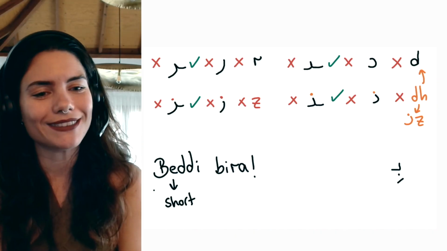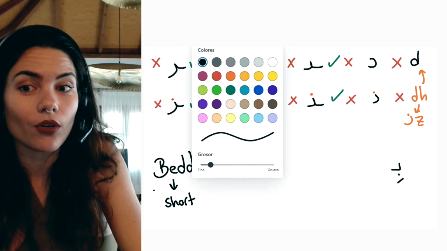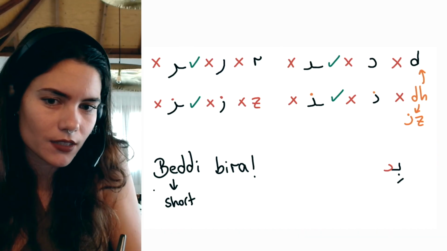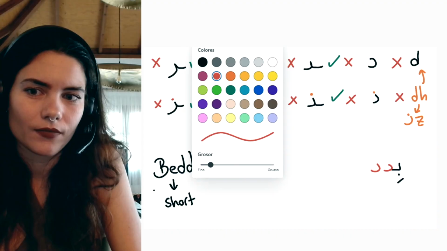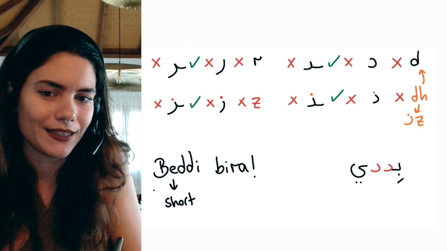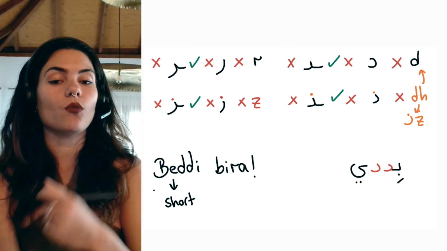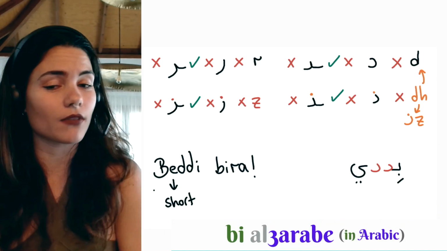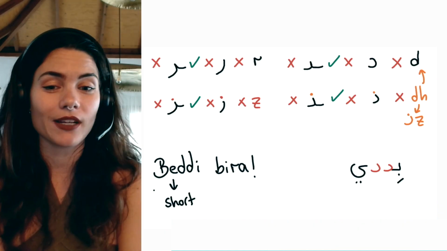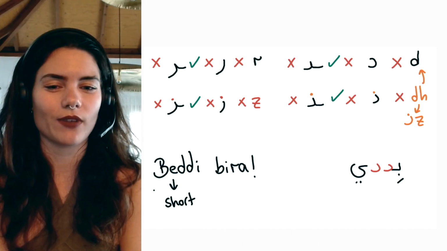Ba'dayn, we have a double D. Many of you probably wrote this. Badi is the verb to want or to need in Arabic, so we're going to be writing it quite a lot and we better write it correctly. This is not how we're going to write it.